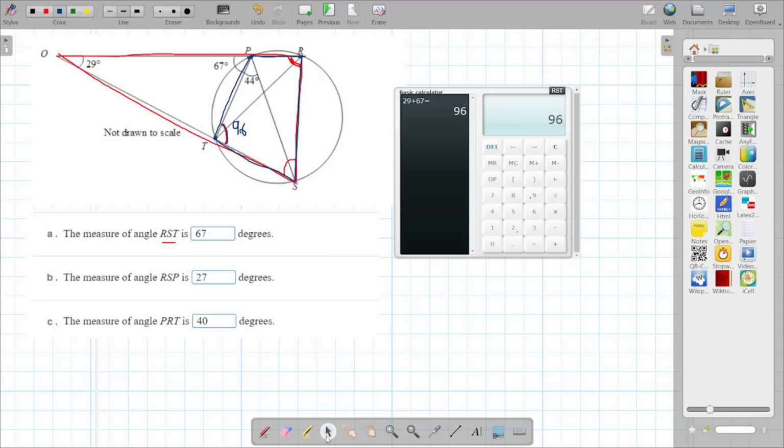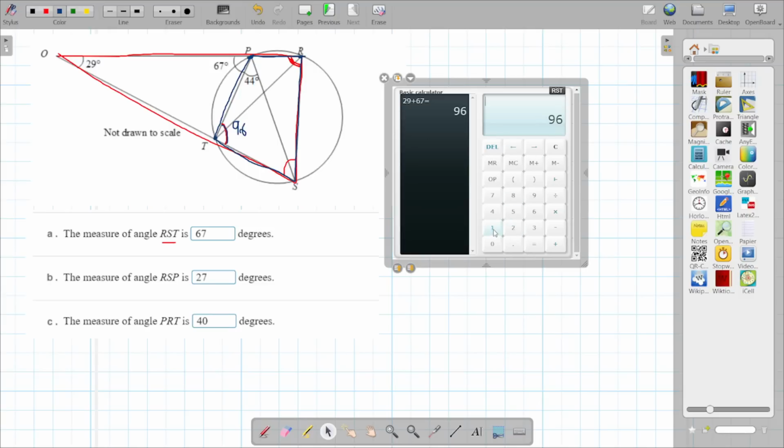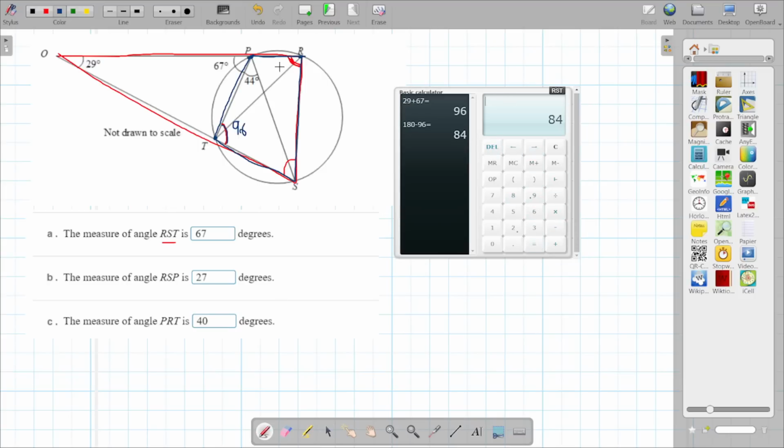So this angle over here will be supplementary to this 96, so it will be 180 minus 96, which is 84. Okay, so this angle here is 84. So I started thinking, 180 minus 29 minus 84 to get this angle here, because it's a full triangle. 180 minus 29 minus 84, and you're going to get that this angle here is 67.